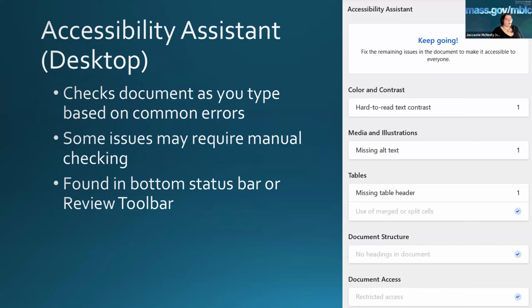It's looking for common errors. You can see this one is actually the accessibility assistant for the document that you just saw. Hard to read text contrasts. It's picking up those headings. Missing alt text: I had shoved an image down at the bottom that you didn't see on the screen and just left it. Actually, I stripped out the alt text because it had been a stock image.